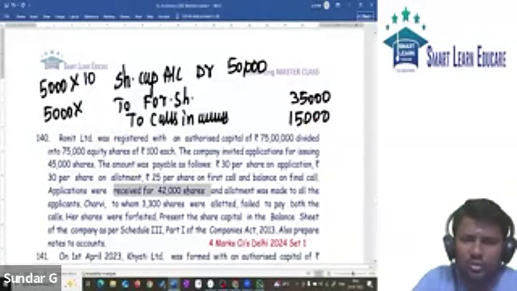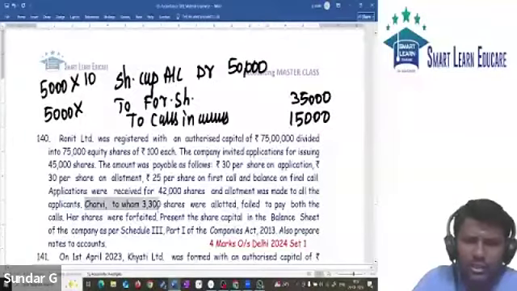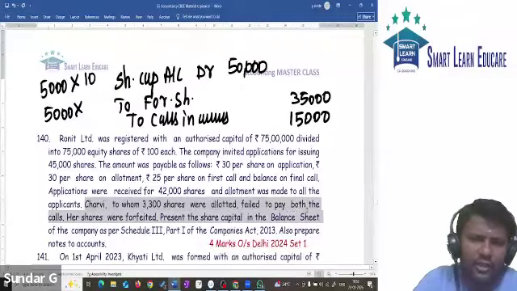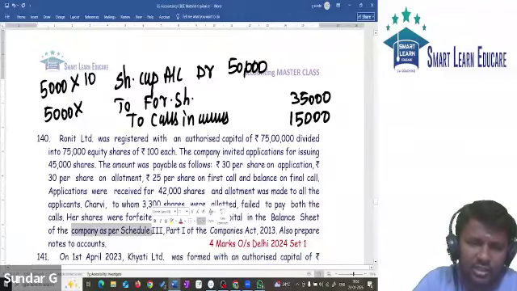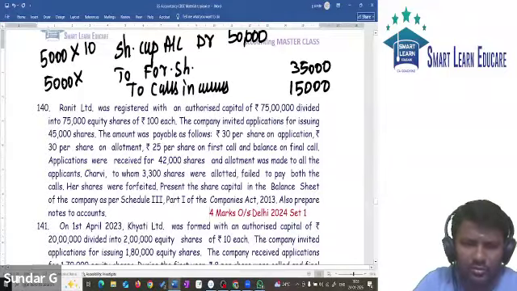Applications were received for 42,000 shares and allotment is made to all the applicants. C, to whom 3,300 shares were allotted, failed to pay both the calls. Her shares were forfeited. Present the share capital in the balance sheet of the company as per Schedule 3 Part 1 of Companies Act 2013. Also prepare notes to accounts.